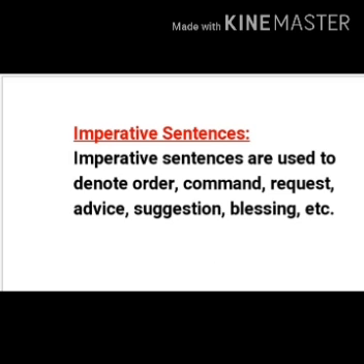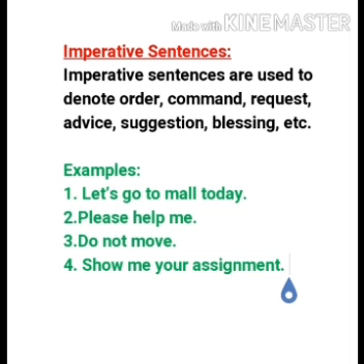Now comes the imperative type of sentences, where advice, suggestion, order, command, blessing or request is expressed. Here are the examples. The first example is let us go to mall today. So it gives us an idea that it is a suggestion. In the second example, please help me, the word please reveals us that it is a request. The third example is do not move.